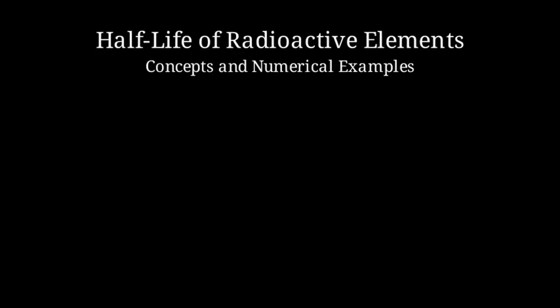In this video, we will understand half-life using formulas and examples. First, let us write the two key formulas. The number of half-lives is total time divided by the half-life period. The amount remaining is initial amount times 1/2 to the power n.